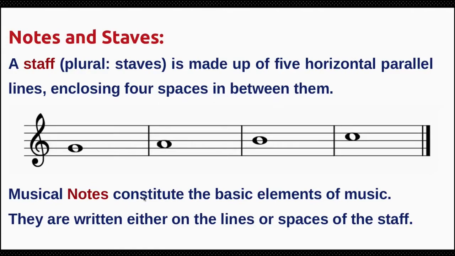Now, musical notes constitute the basic elements of music. A stave without a note is as useless as just an ordinary line. You see, there must be something on that line or space to make it music. So musical notes constitute the basic elements of music. There must be notes. You must write something you want to sing or something you want to play. So those are the notes we talk about. Okay, as you have seen, the notes are written either on the lines or spaces of the staff.